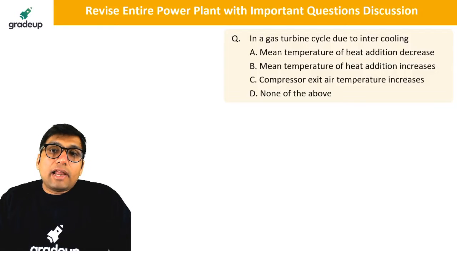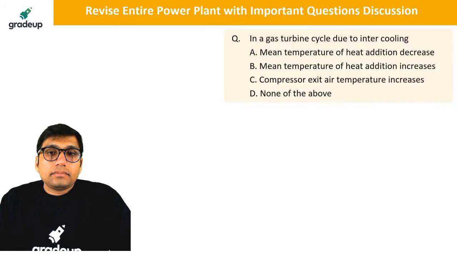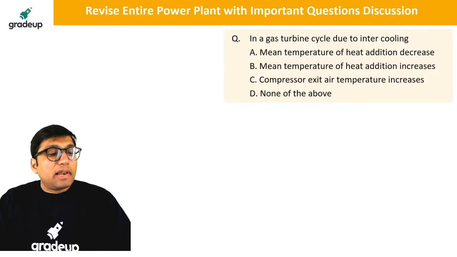In a gas turbine cycle, due to intercooling, does the mean temperature of heat addition decrease, does the mean temperature of heat addition increase, will the compressor exit air temperature increase, or none of the above? So what will happen due to intercooling in the gas turbine? When we do intercooling, what will happen to the mean temperature of heat addition and all?